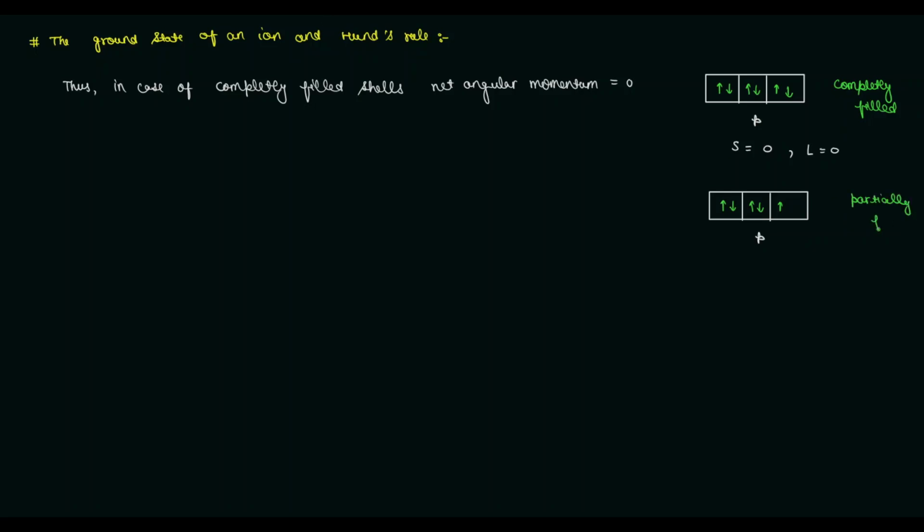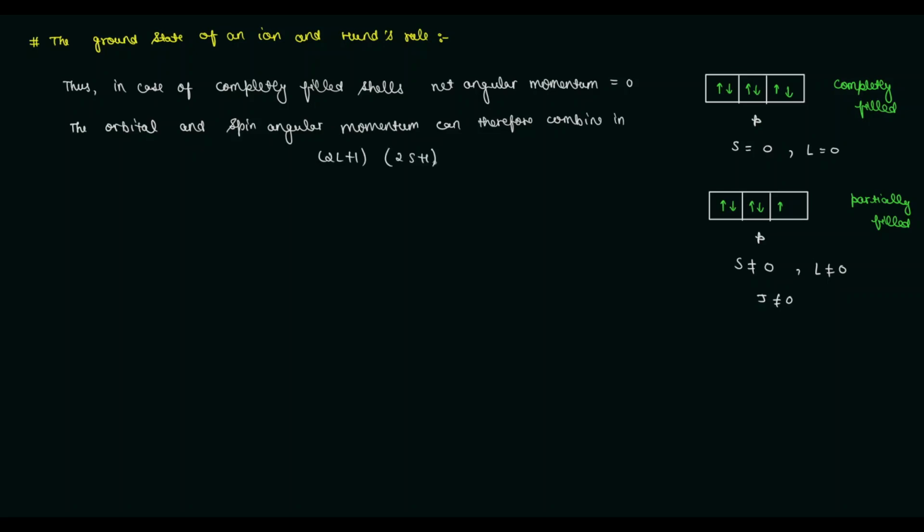But if the shells are partially filled, then the net spin angular momentum may not be equal to 0, as well as the orbital angular momentum may not be equal to 0. So there will be a net angular momentum. Therefore, the orbital and spin angular momentum can combine in 2L plus 1 times 2S plus 1 ways.